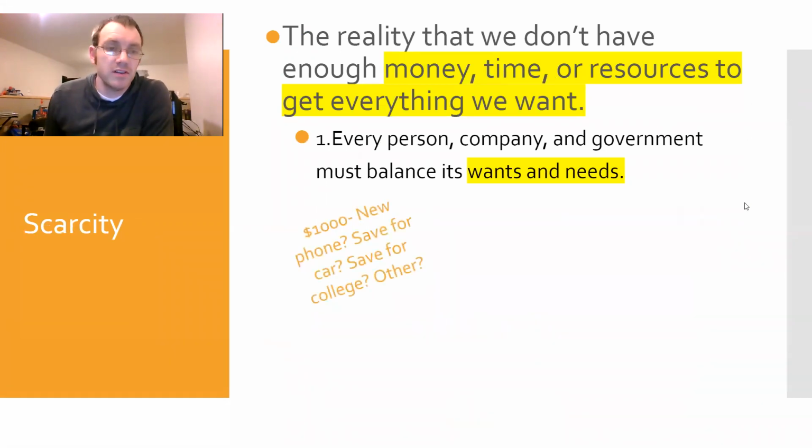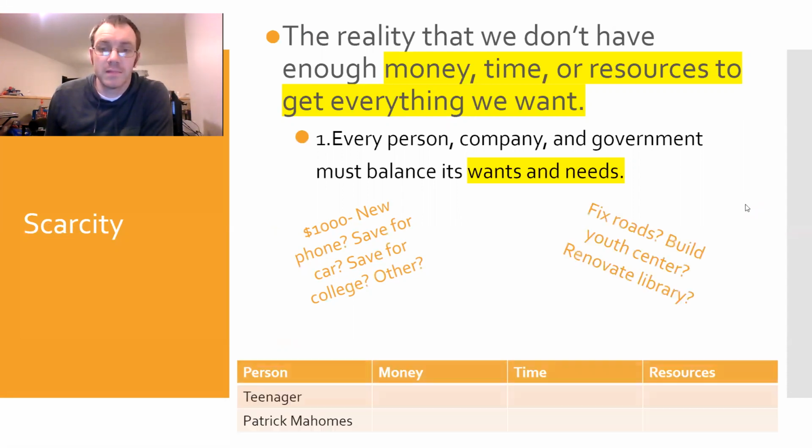Okay, so you have $1,000. Do you want to use that to buy a new phone, to save for a car, save for college, buy something else? You can't have them all. $1,000 is not going to get you a phone, a car, and save for college. So you have to pick one. That's because we have scarcity. We can't get everything we want.